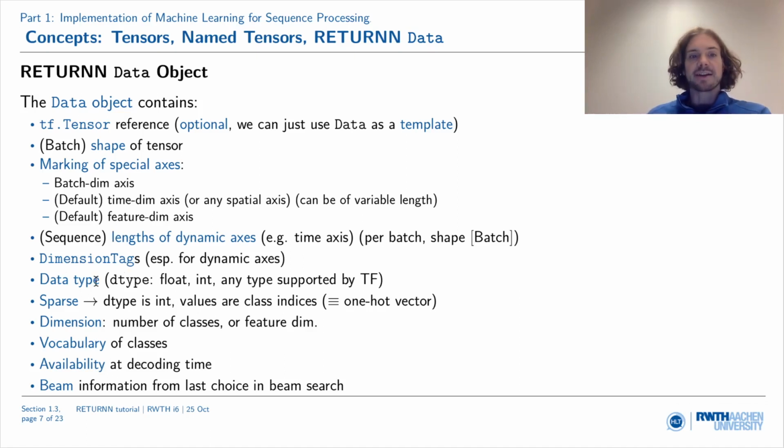It stores the data type, float, integer, or whatever TensorFlow supports. Then we have a flag called sparse. That means that it's integers and the values are class indices. And we keep that as equivalent to the one-hot vector in certain cases. Dimension: in case it's sparse, class indices, we also store the number of classes. It's additional information which is useful to have in some cases. Also to have the vocabulary of classes. And then the flag whether it's available at decoding or inference time. And also we store some beam information in it. We'll come to that.